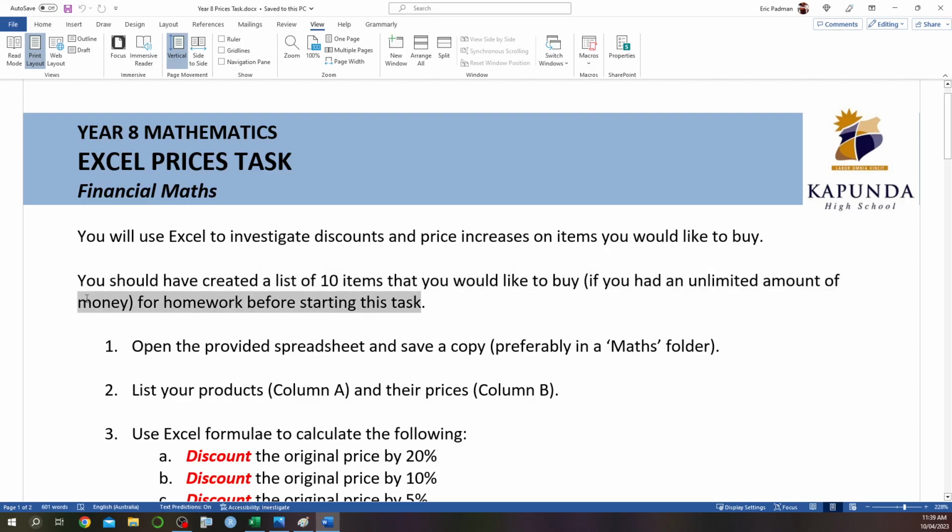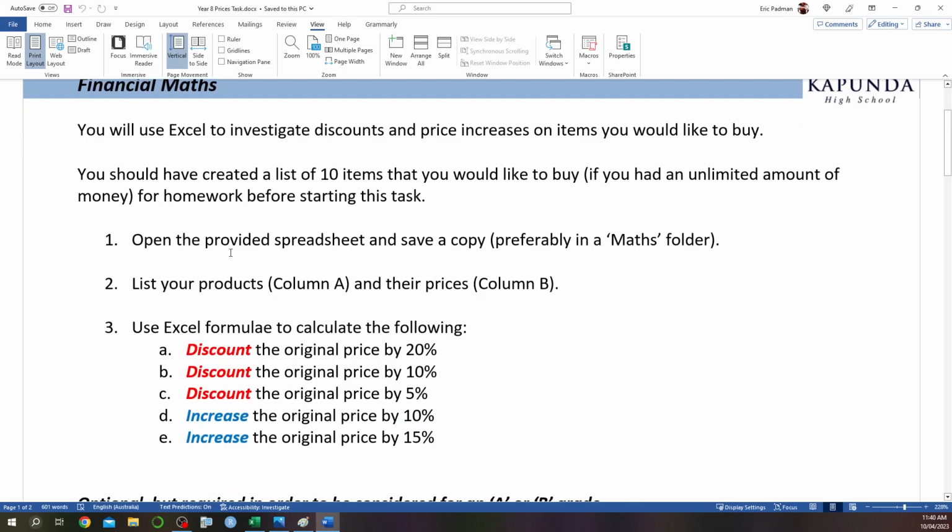Now, if you haven't done this, don't go too crazy with your list, because you might not understand the results of the spreadsheet if you're dealing with very large numbers, because it might default to something that's beyond the Year 8 level called scientific notation. So have a think about 10 items that you might want to buy. I'll show you my list in a moment.